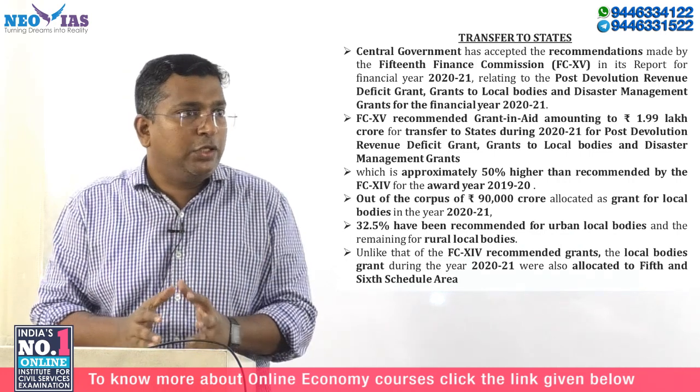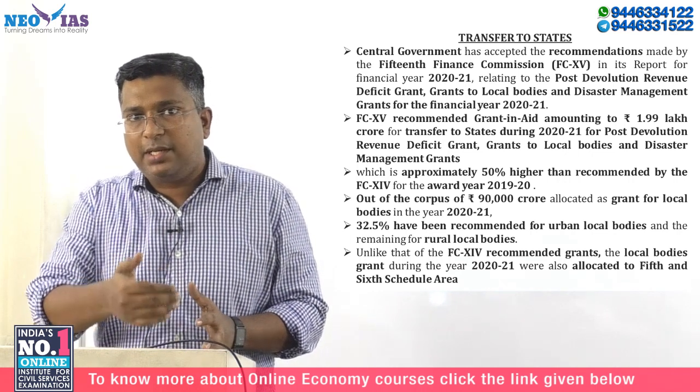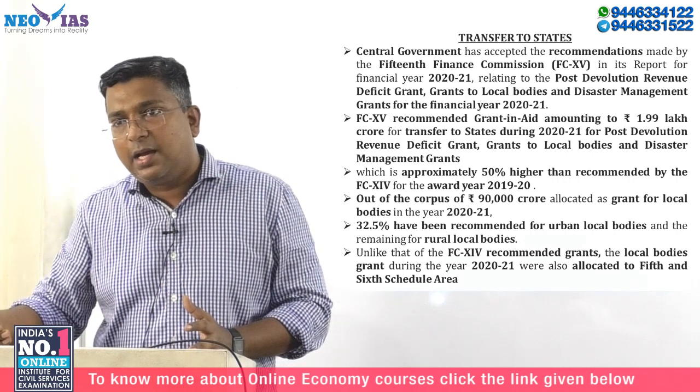Okay, so be very clear, from the divisible pool, these are the main taxes, in order: corporation tax, income tax, those are the 2 direct taxes, then union excise duty and customs duty.